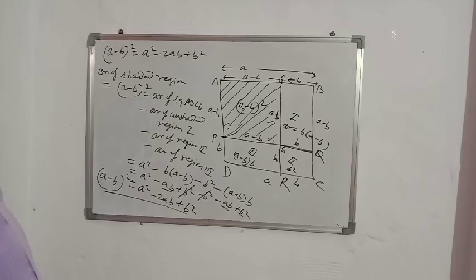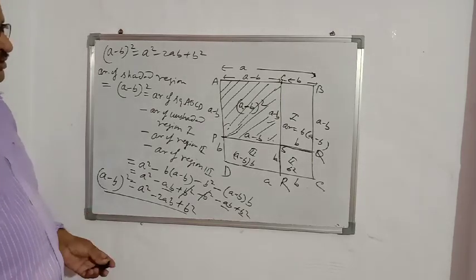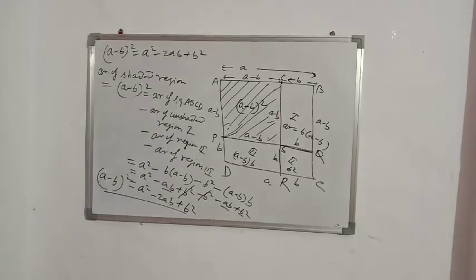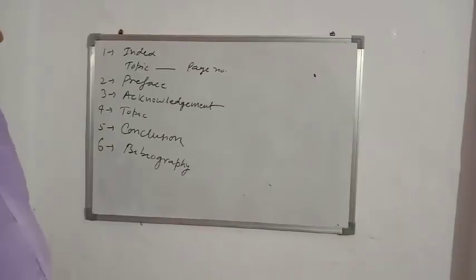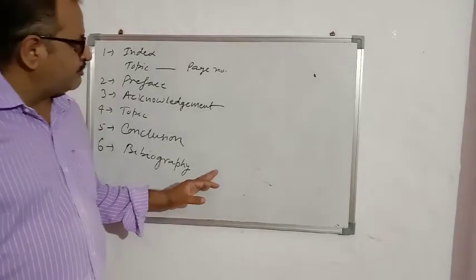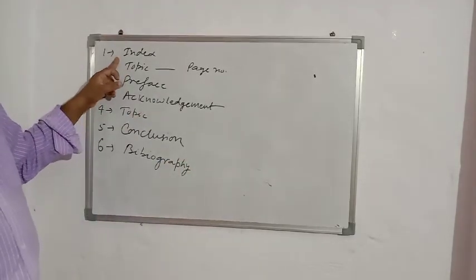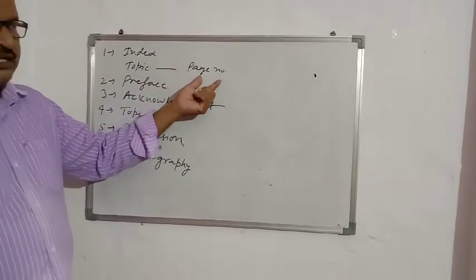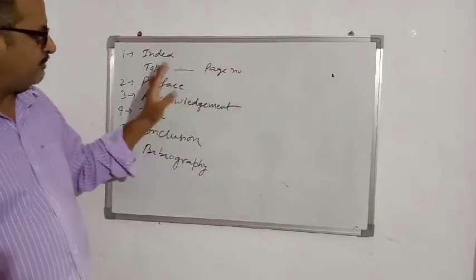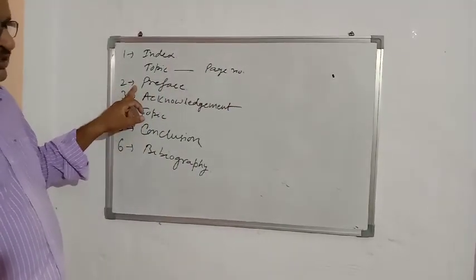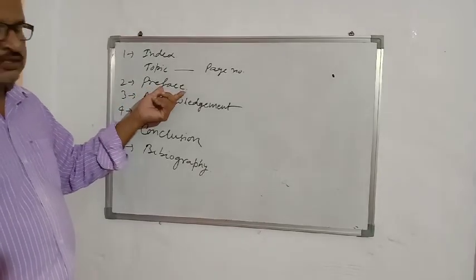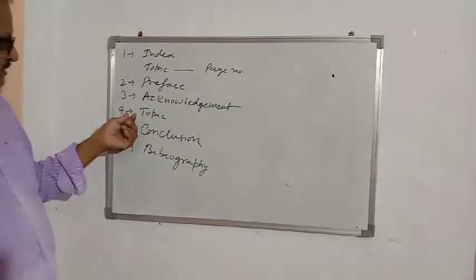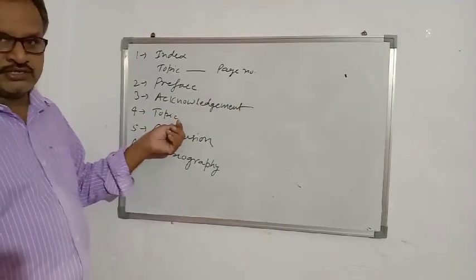I hope that all the topics are clear to you. Now I will tell how you have to write the project. Firstly you will write the index. Index means on the left side you will write the topic, and on the right side you will write the page number, from which page number to which page number the topic runs. Second, on the second page you will write the preface. On the third page you will write the acknowledgement. After that, on the fourth page you can start the topics.